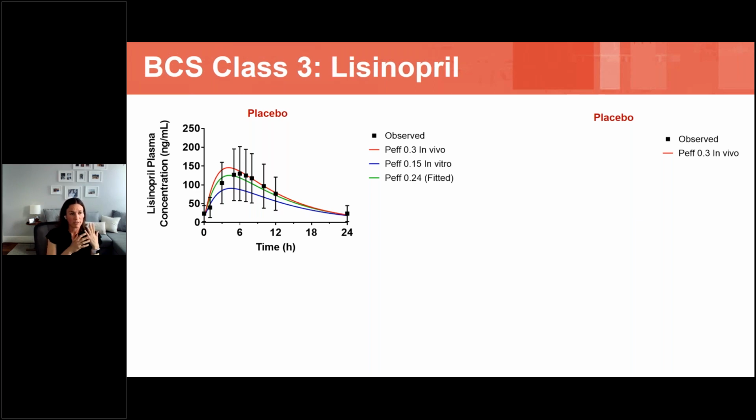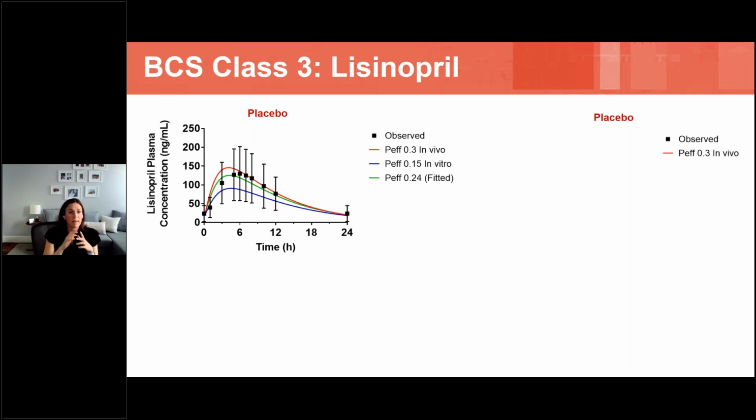So the graph on the top left is the lisinopril plasma concentration on the y-axis, and on the x-axis is the time. Let's start with the dots, those are squares. The solid squares represent the observed plasma concentration time points for the dulaglutide study in the placebo arm, in the placebo subjects, and the error bars are the standard deviations.